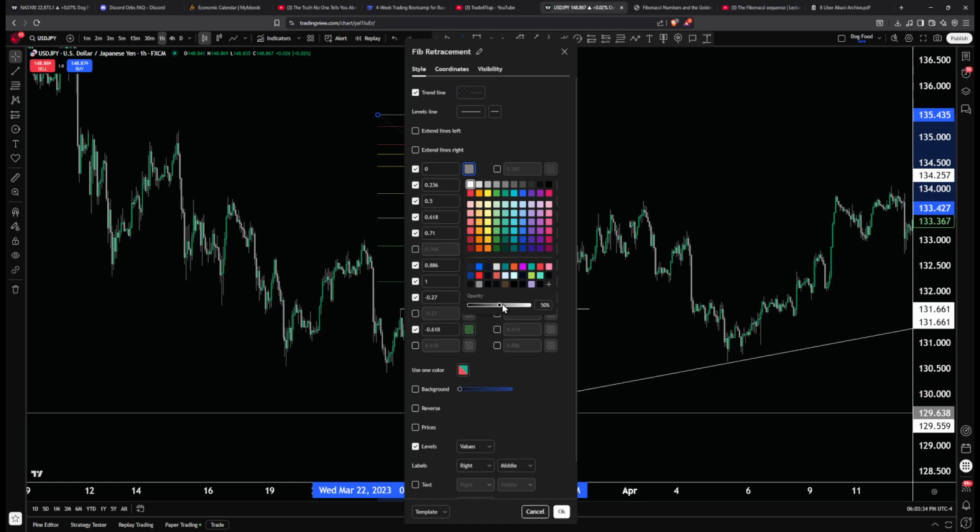My colors are at 50 because I don't like them too bright. It kind of gets noisy on my chart when I'm trading with other tools. So I got it at 50.